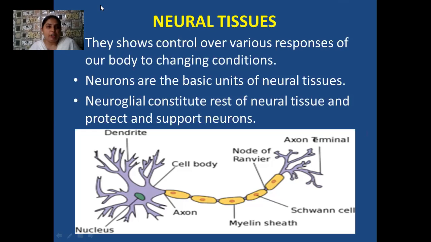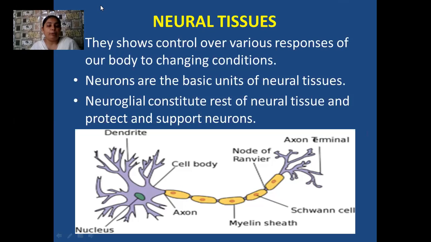There is a network of nerve fibers present all over your body, and all of these nerve fibers are made up of small units which are known as neurons. These neurons control the various types of responses that are shown by the body of an animal when there are changes in the environment.